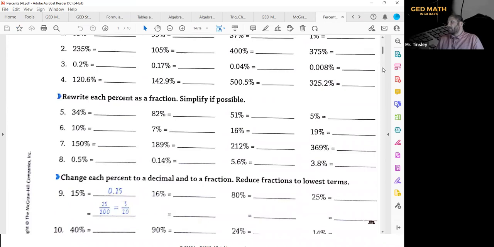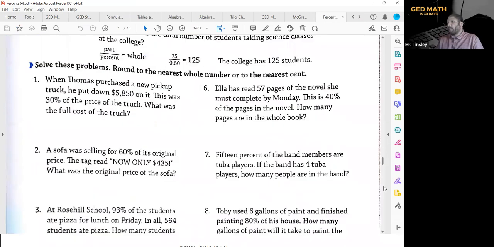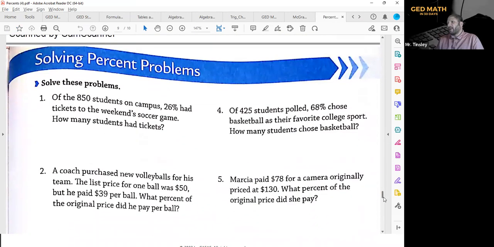Let's look at some word problems. Solving percent problems. Let's look at this first one. It says, of the 850 students on campus, 26% had tickets to the weekend soccer game. How many students had tickets?